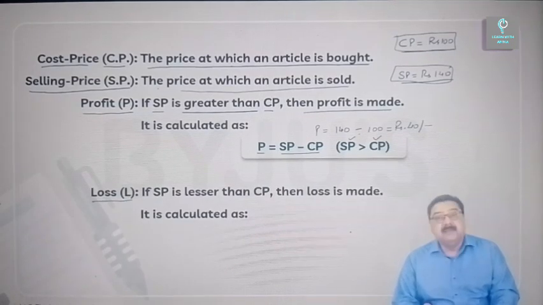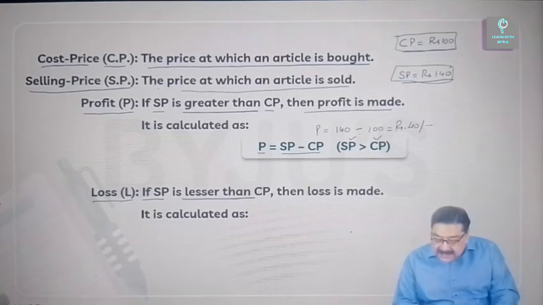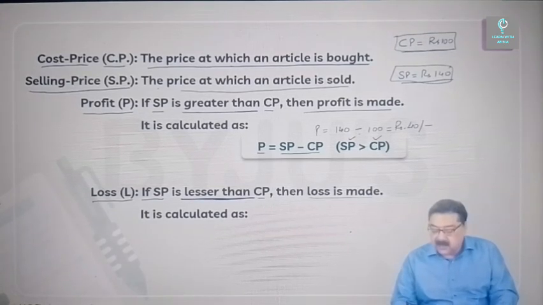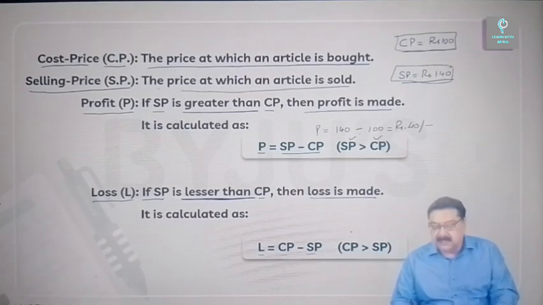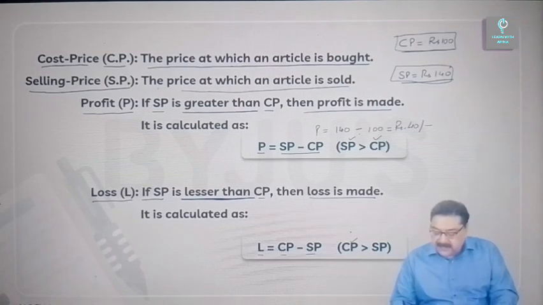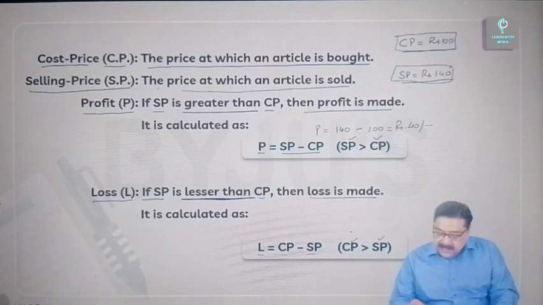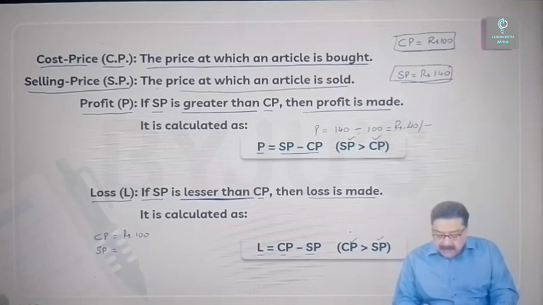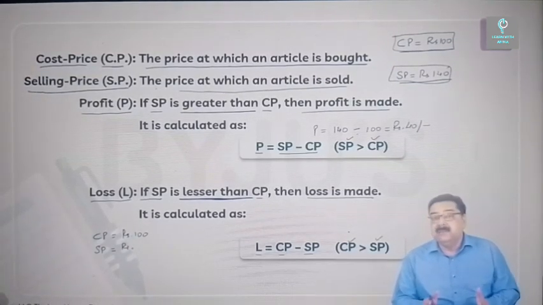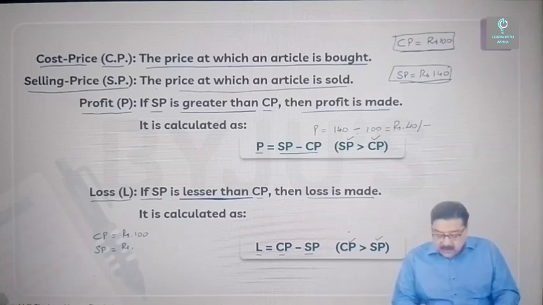Then God forbid if you make loss, then what is loss? If selling price is lesser than the cost price, then loss is made. And it is calculated as loss equals cost price minus selling price, where cost price is greater than selling price. So let us say that this item you had bought for rupees 100. You wanted to sell it at a higher price, but you did not get a customer, and now this item is stuck with you. So you compromise and you sell it to someone at rupees 80. So hence 100 becomes your cost price, 80 becomes the selling price. So you make a loss of rupees 20.